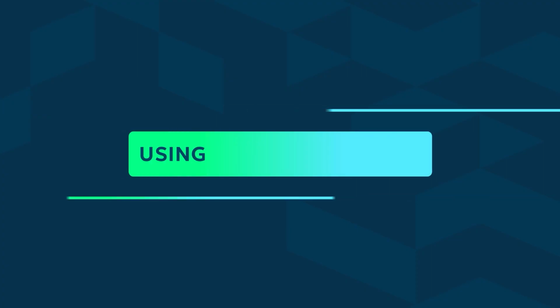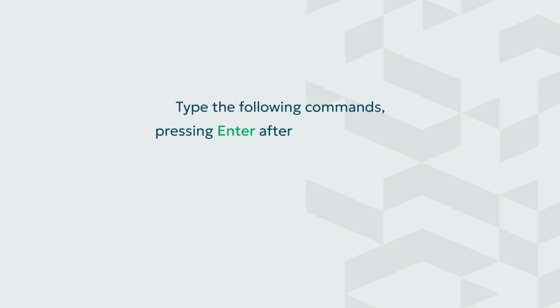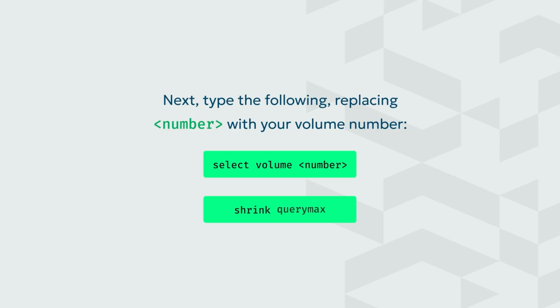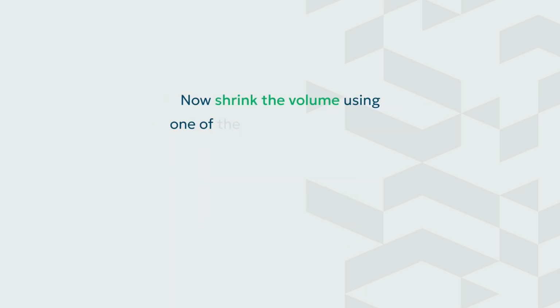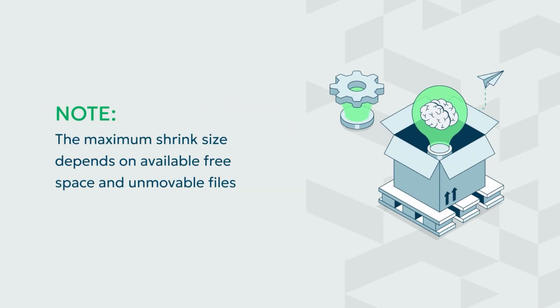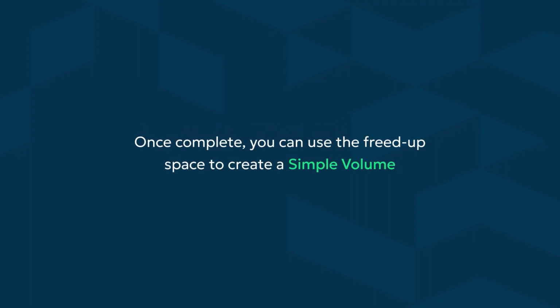You can also try it using the Command Prompt. To do so, open Command Prompt as Administrator. Type the following commands, pressing Enter after each command: diskpart, list volume. Next, type the following, replacing number with your volume number: select volume number, shrink querymax. Now shrink the volume using one of the following commands. shrink, this shrinks by the max allowed size. shrink desired=size in megabytes. This shrinks by a specific size you choose. Note, the maximum shrink size depends on available free space and unmovable files. Once complete, you can use the freed up space to create a simple volume.